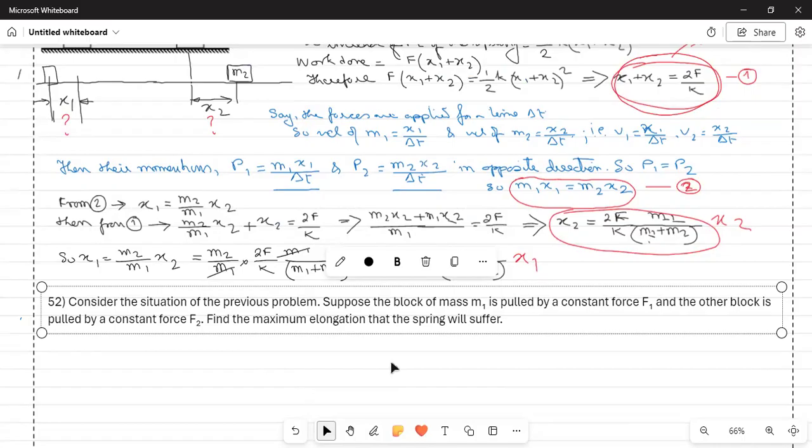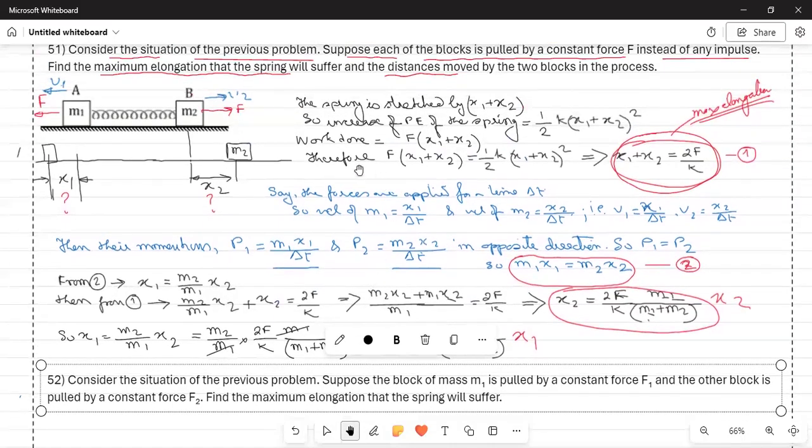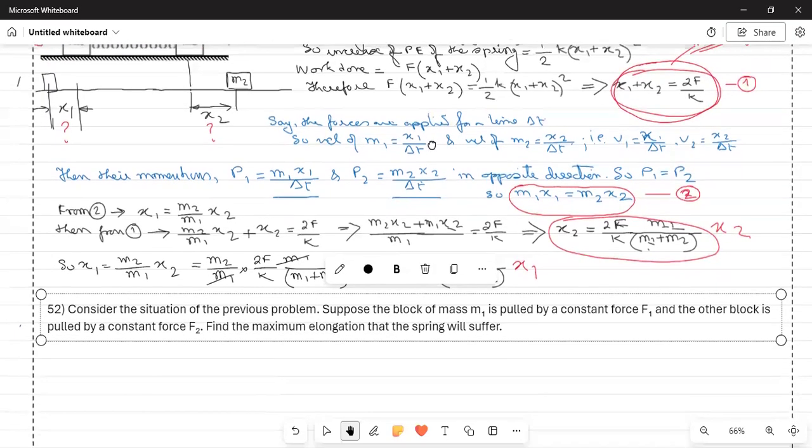In the earlier problem, mind it, we got this equation: work done, F(x1 plus x2) is equal to half k (x1 plus x2) square. Now what is the work done? Now work done is F1 x1 plus F2 x2. That is the only difference, nothing else.